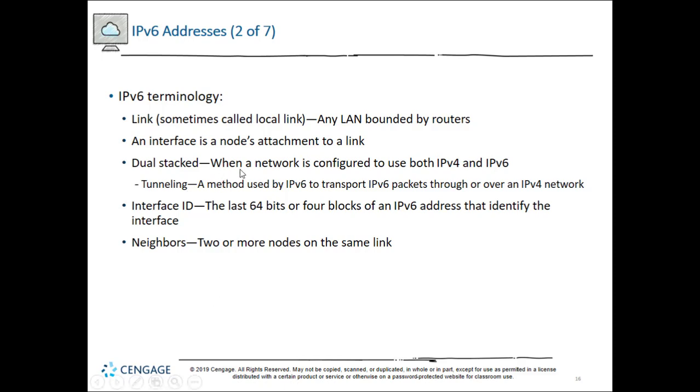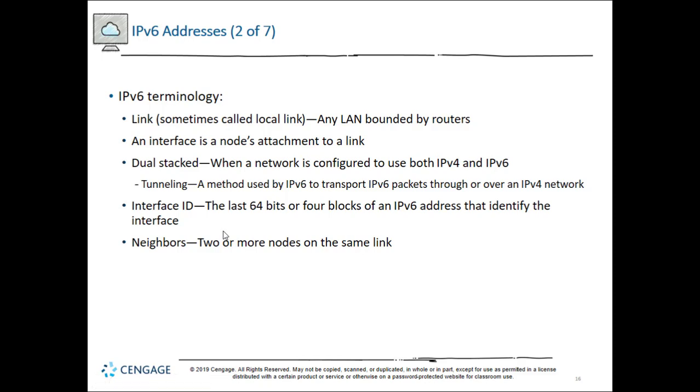Dual stacked is a term used when you're using IPv4 and IPv6, because not everybody's running IPv6 yet. And if we're going to use IPv6 over an IPv4 network, well, we have to find a way to package that data and send it through the IPv4 tunnel until we can reach an IPv6 network, and that's called tunneling itself.